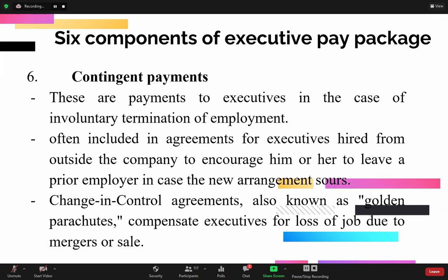which are structured to compensate executives in case they lose their jobs while working for the company. They can lose their jobs, for example, when the company they are working for is placed under a merger, and say they are a COO and their position is no longer valid because the other company that has absorbed them may already have a COO, and so this COO might lose their position. So they are usually paid using the golden parachutes.